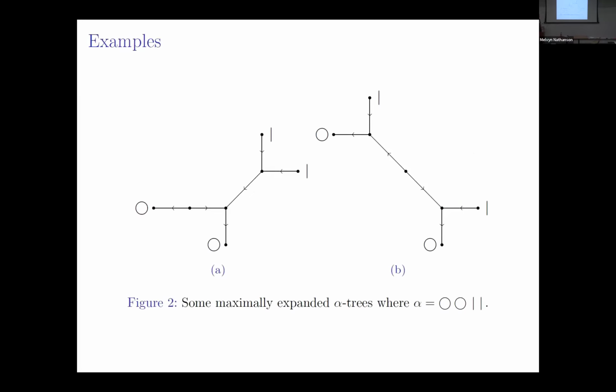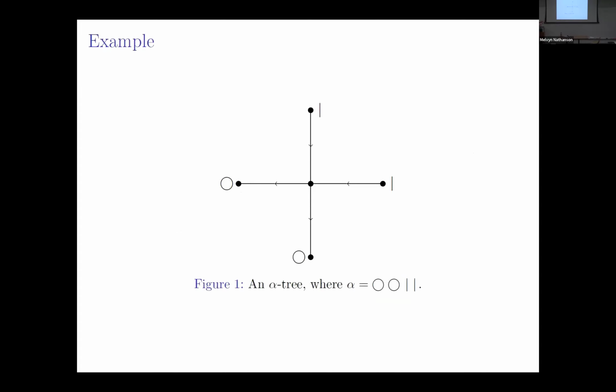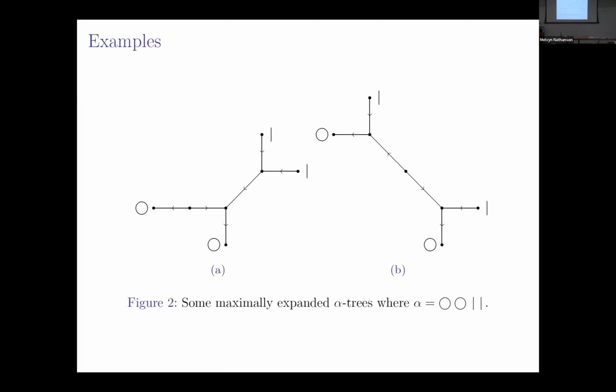Okay, so here are some examples of maximally expanded alpha trees for the same word that we had before. So if you go back, right, here was my alpha tree that I gave you as an example. And then these two are maximally expanded because if you collapse this edge together and you collapse this edge together, you'll get the alpha tree that I showed you before. Same thing with this one. If you collapse this edge and you collapse this edge together, then you get the alpha tree from before.